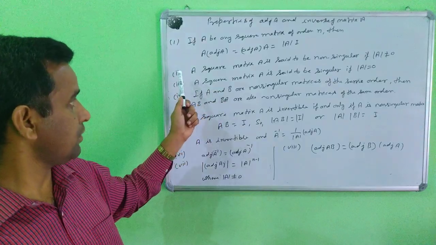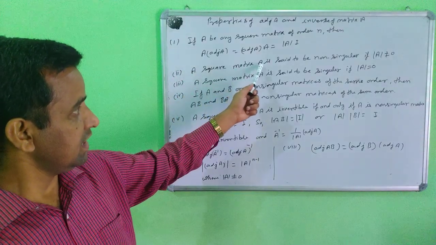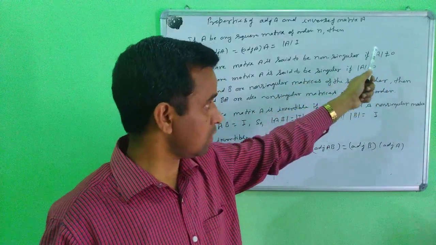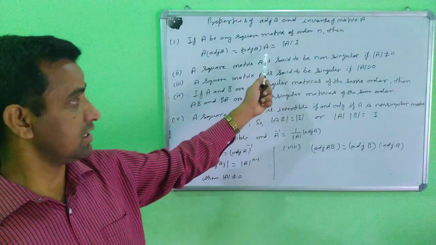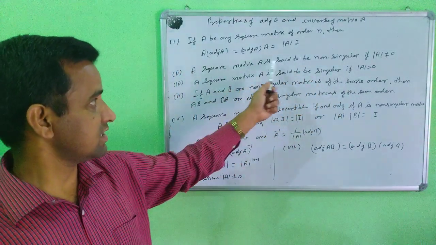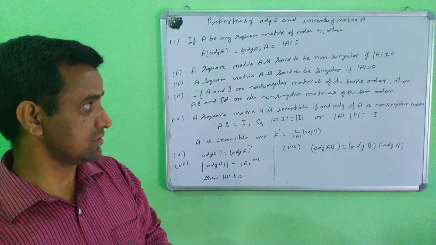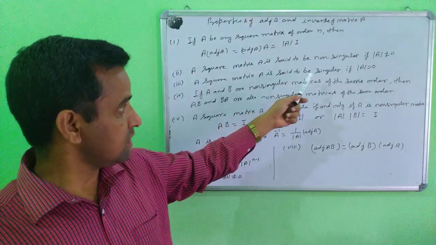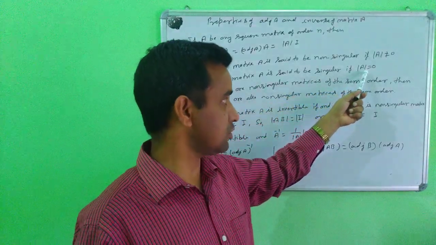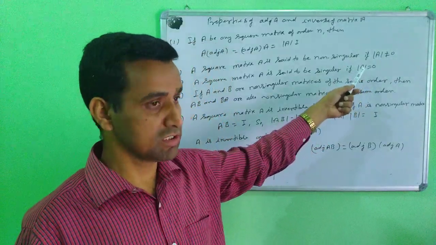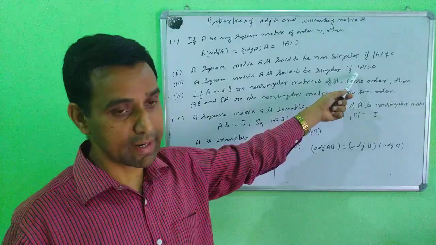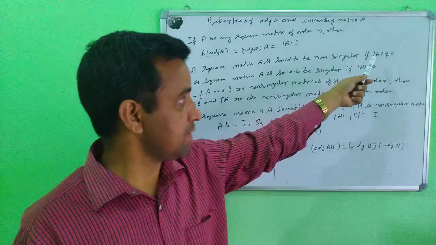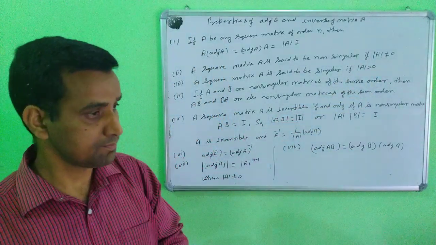Next, second property: a square matrix A is said to be non-singular if its determinant is not 0. This was already discussed in the lecture on singular and non-singular matrices in determinants. A square matrix A is said to be singular if the determinant of A is equal to 0. If the matrix is singular, then you will not find the value of the inverse. If the matrix is non-singular, then you can find the inverse.